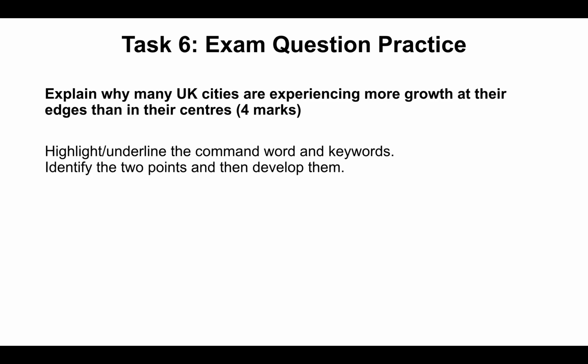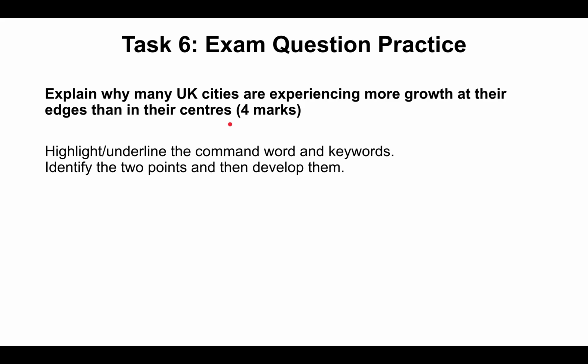So before we go any further, I want you to tell me what the command word is and the key words. The command word is important, but the key words, what is it we need to mention? Hopefully you've said explain means you need to tell me why something's happening and how it's happening. We need to talk about growth at city edges compared with the centre, okay? And we want to make 2 points and develop them. That's what's going to get me my 4 marks. We're going to make 2 reasons why the edges of the city are growing and explain those a little bit more. Use the word because, use the word therefore.